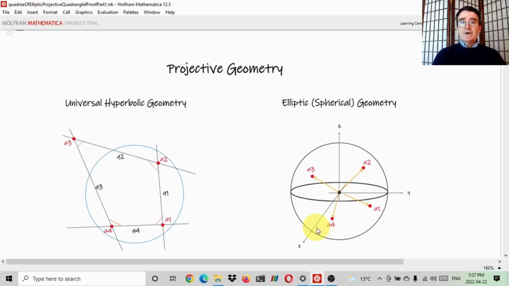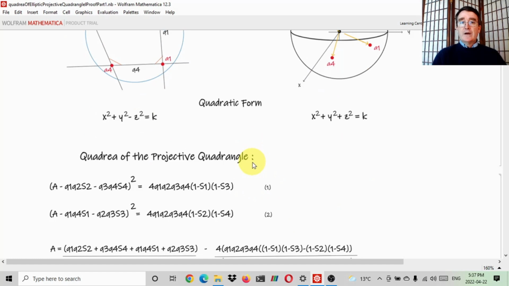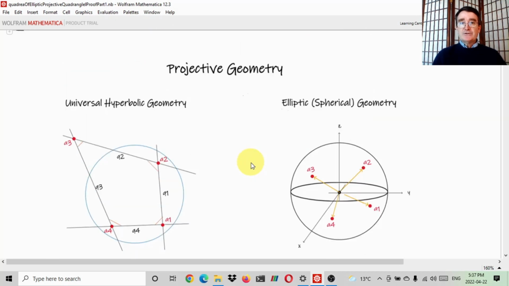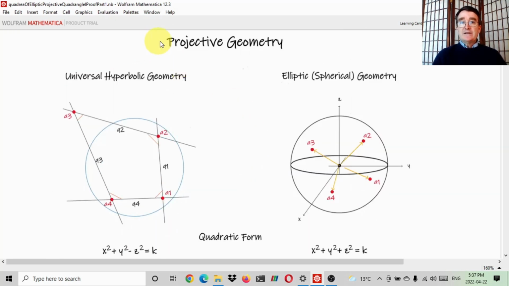Today I'll be talking about the quadria of the projective quadrangle in universal hyperbolic geometry. So we're in the setting of projective geometry. On the left-hand side, we have universal hyperbolic geometry depicted by this diagram right here. And on the right-hand side, we have elliptic or spherical geometry depicted by this figure.